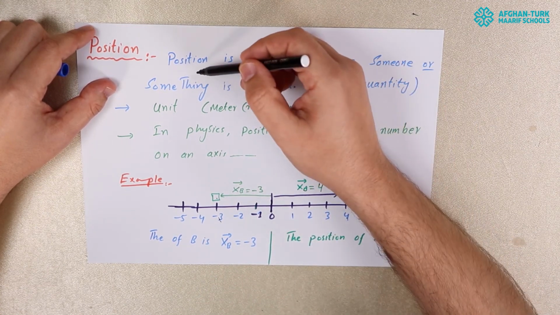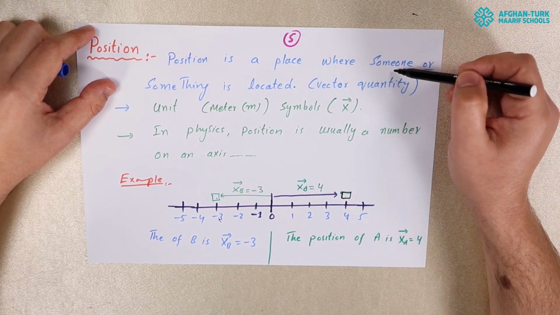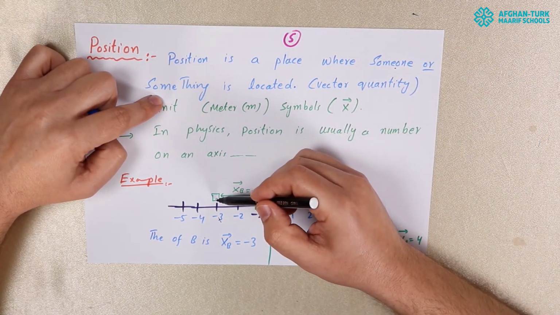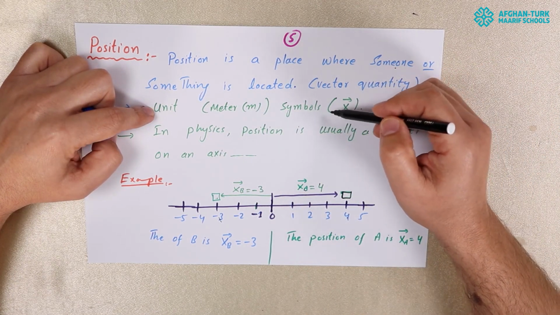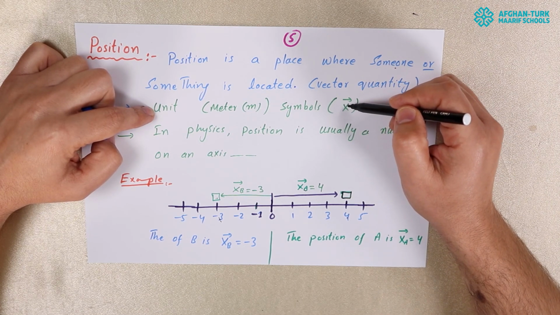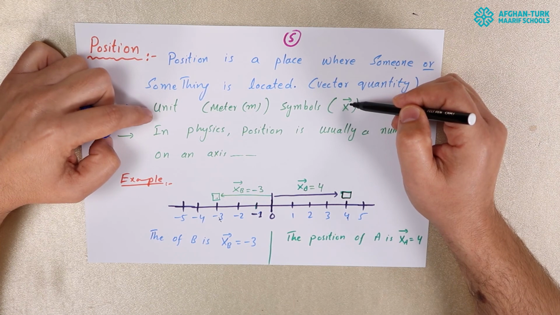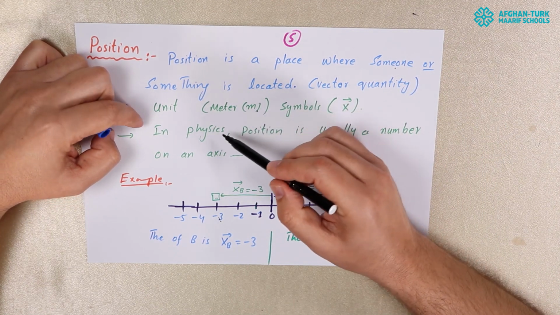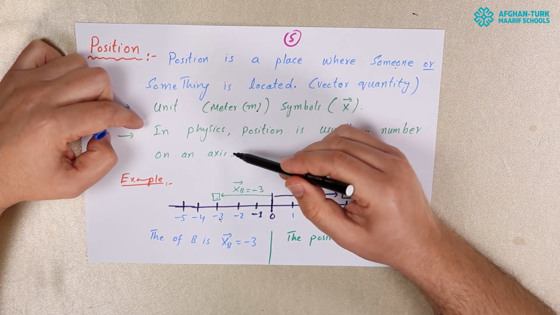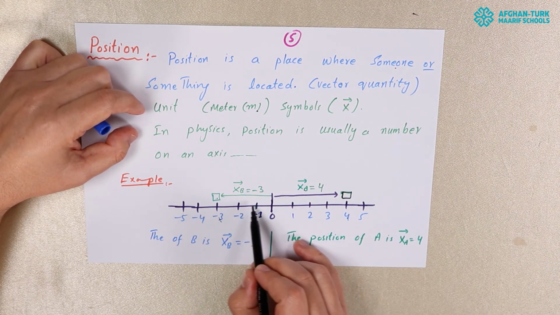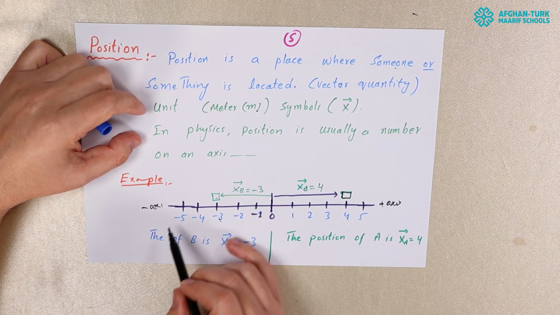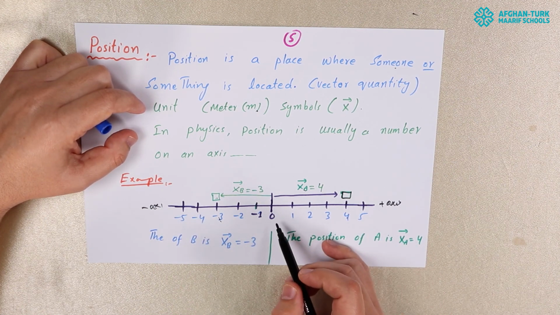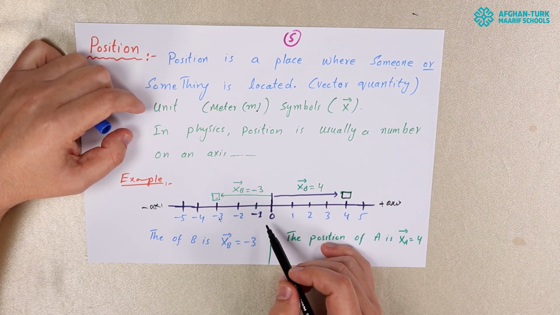So again, in the definition, position is the place where someone or something, like this object, is located. Also it is a vector quantity, which we usually denote with x with a vector arrow on top, and its unit is also meter. In physics, position is usually a number on the x-axis. For example, this is the x-axis, this is the positive side of the x-axis, and this is the negative x-axis. Usually we draw the x-axis to denote the position of an object.